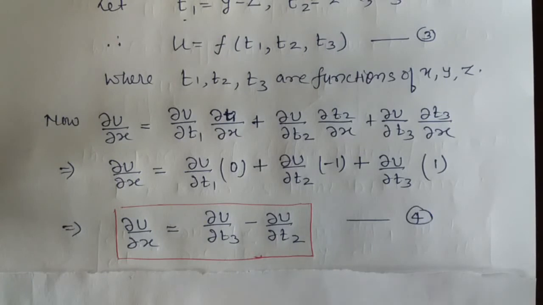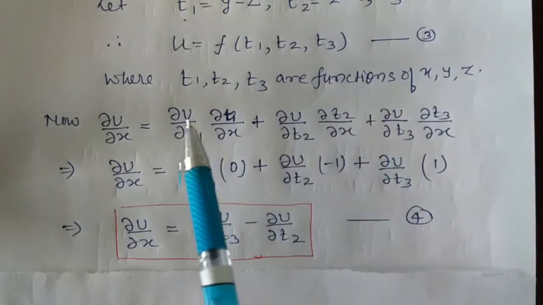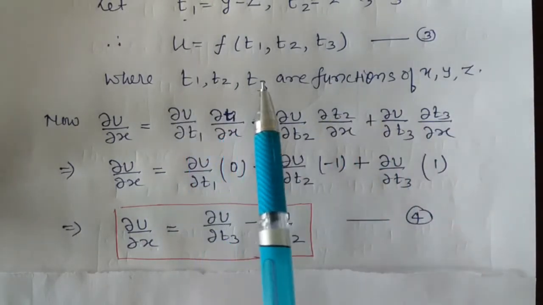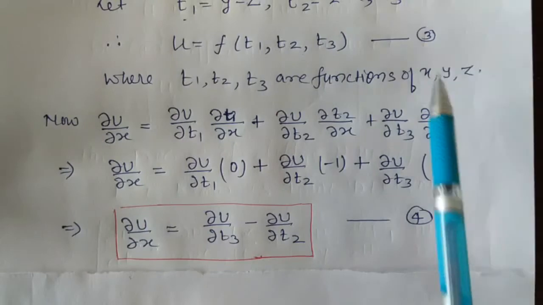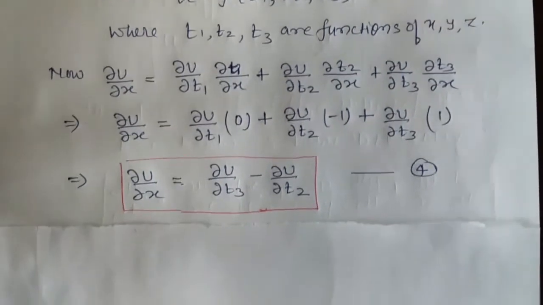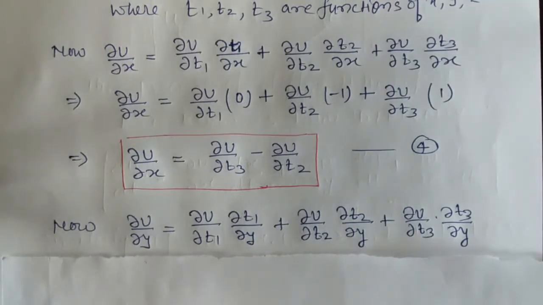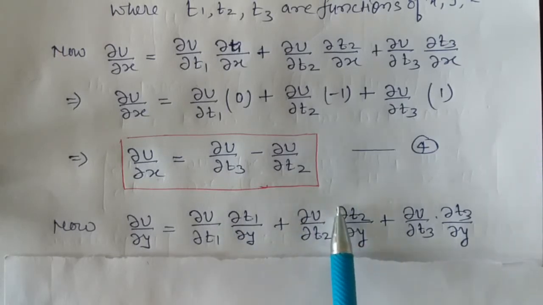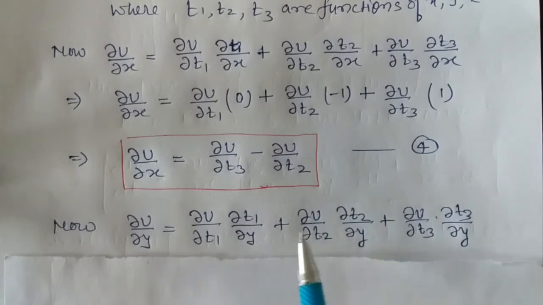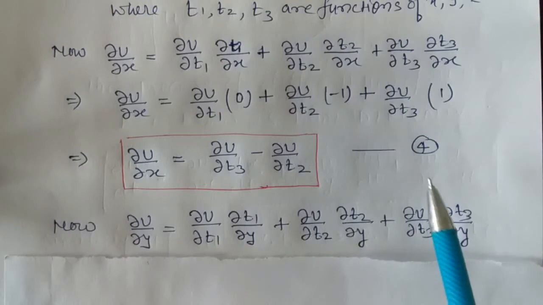Now we find del u by del y, the partial derivative of u with respect to y. So we differentiate u with respect to t1, t2, t3 partially, and t1, t2, t3 we differentiate with respect to y partially. So by total derivative we get del u by del y is equal to del u by del t1 into del t1 by del y plus del u by del t2 into del t2 by del y plus del u by del t3 into del t3 by del y.